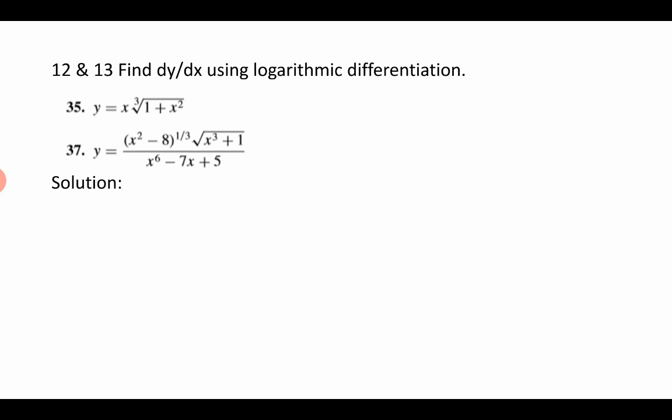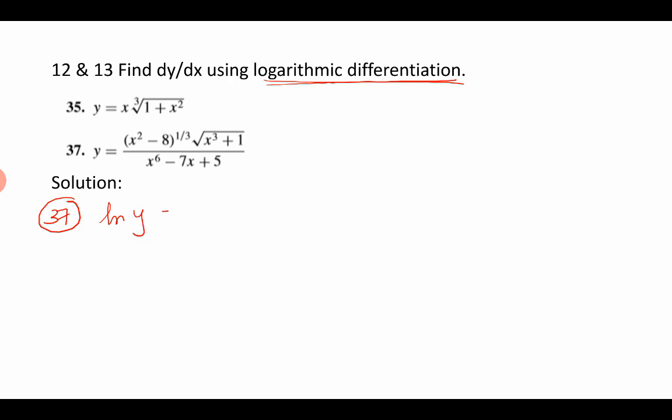The last problem is to find dy by using logarithmic differentiation. Solve problem number 1 or 37. Which one do you want? Let's go to 37. You always look for tougher versions. So take ln when using logarithmic differentiation. Directly you cannot find it. We should introduce the natural logarithm.